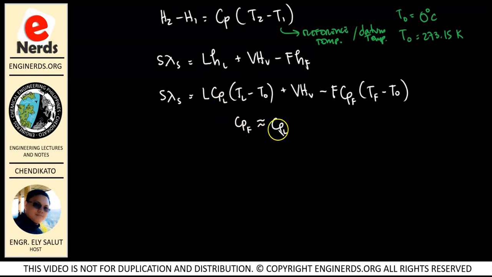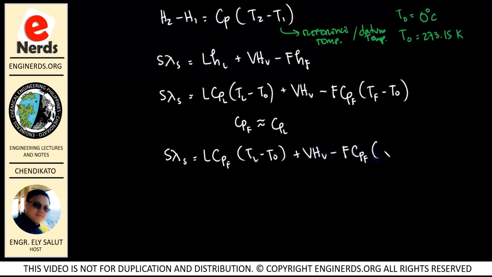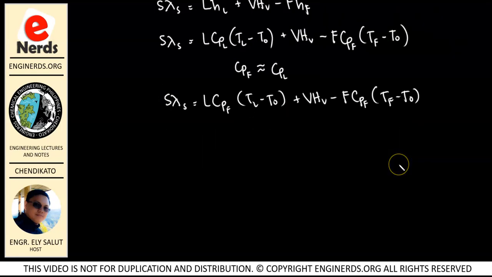Okay, so let us change our Cpl to the Cpf, no? Yung Cp ng ating liquid to Cp ng ating feed. So, we have S lambda S is equal to L Cpf times TL minus TO plus VHV minus F Cpf times TF minus TO. Now, let us remember yung ating overall material balance, na ginawa sa first derivation natin na video.